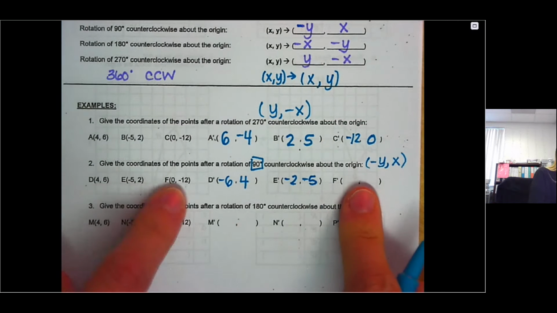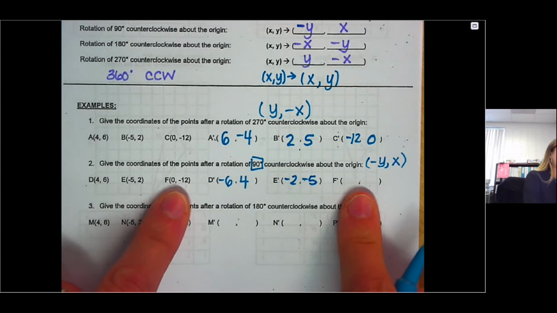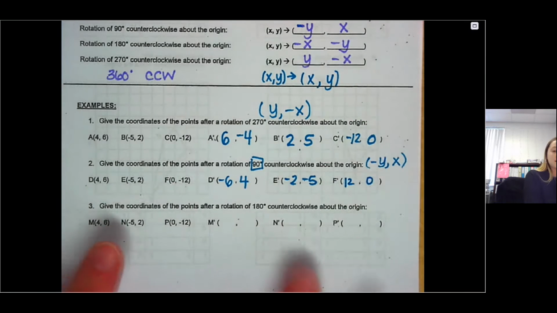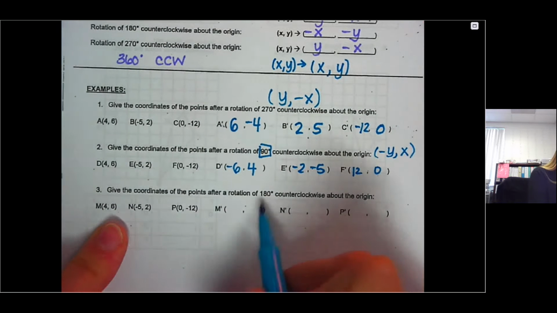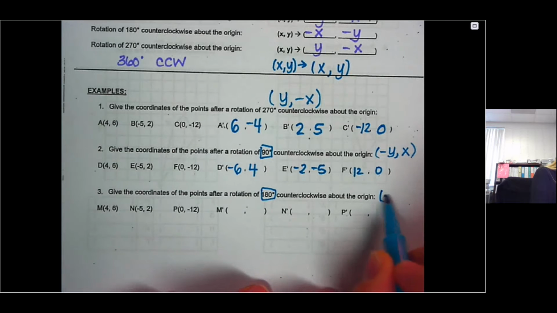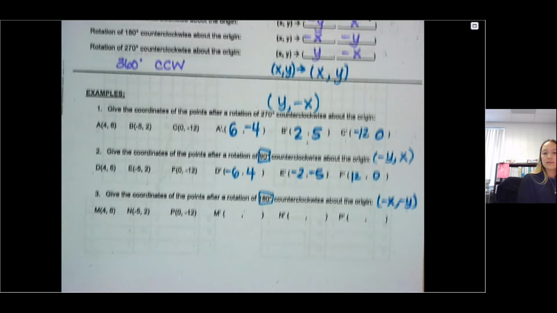And then my last one from 0, -12 becomes what? 12 and 0. Perfect. You guys are getting the hang of it. Okay, 180s I think are the easiest ones, right? Because you don't have to change any positions. You just got to change the signs.